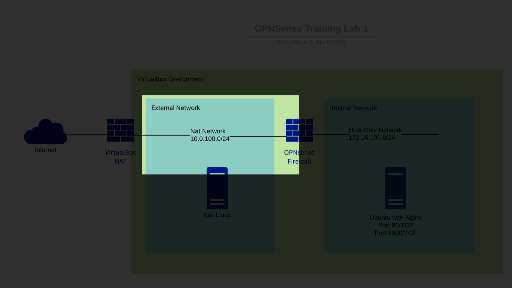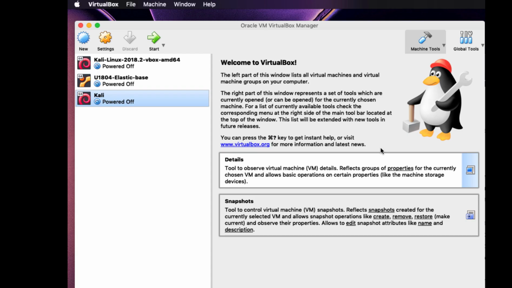For this purpose, I'm going to create a VirtualBox NAT network. Please note the IP address which I'm going to use. It's a private IP address range. To configure the NAT network, I can use the VirtualBox GUI.